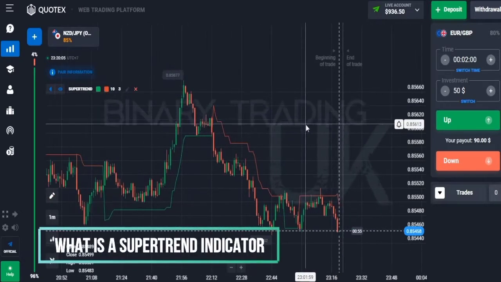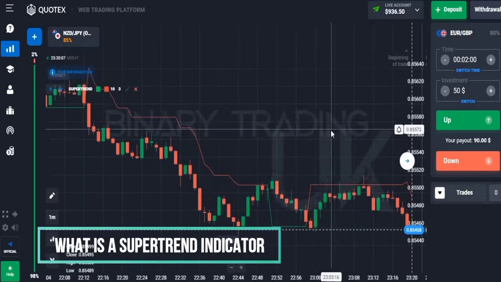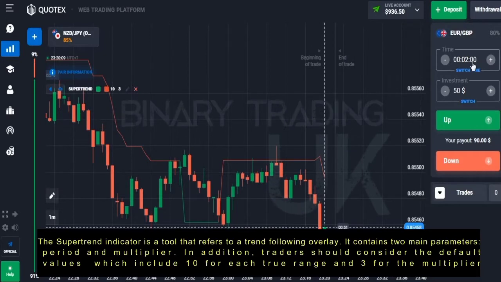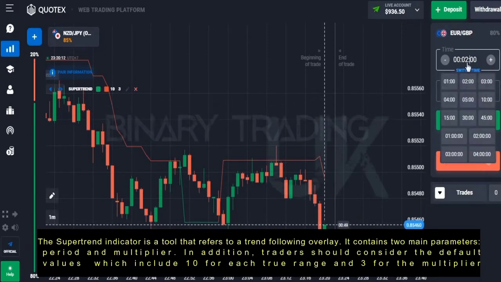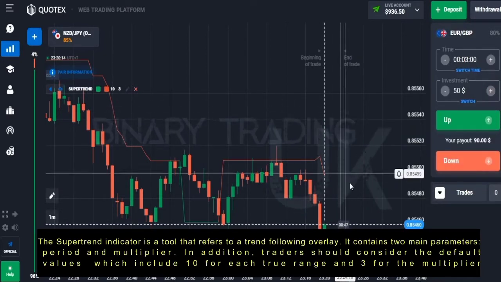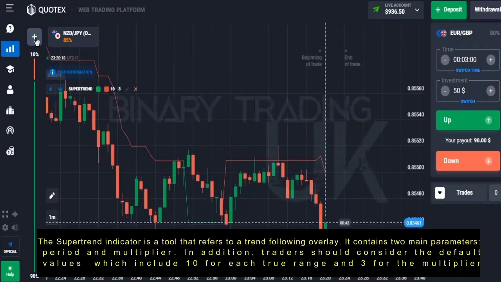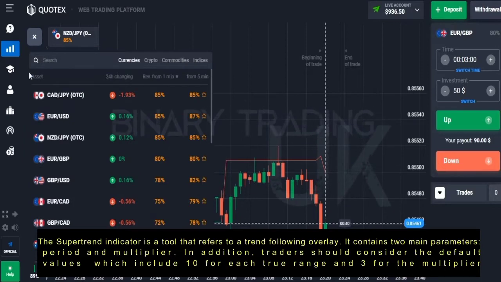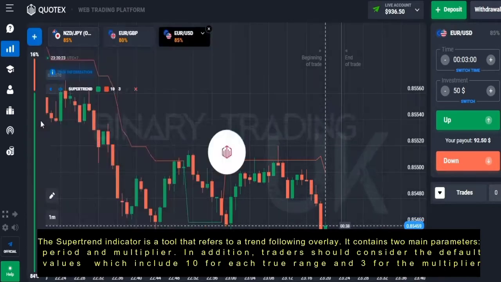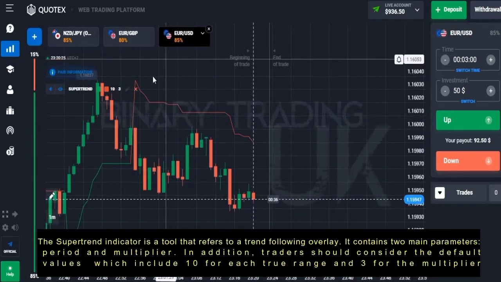What is a Supertrend indicator? The Supertrend indicator is a tool that refers to a trend following overlay. It contains two main parameters, period and multiplier. In addition, traders should consider the default values, which include 10 for the average true range and 3 for the multiplier.